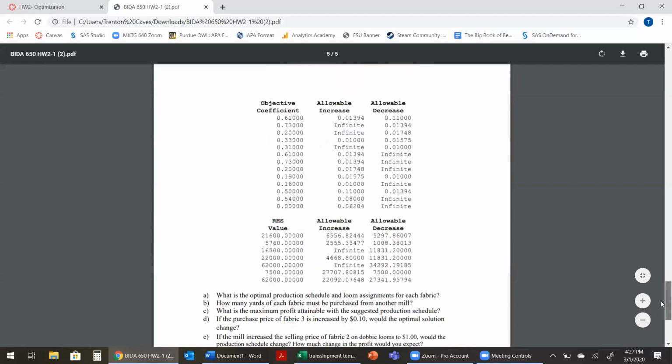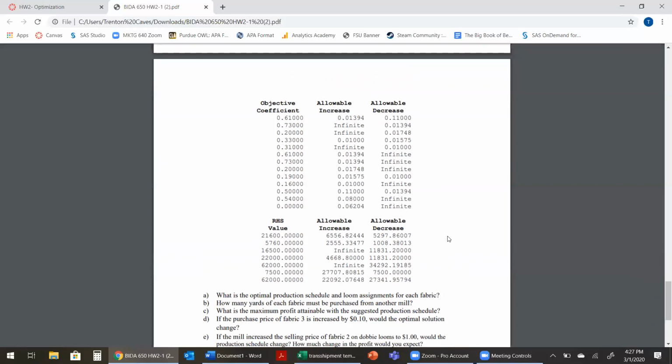So anything above your allowable increase or below your allowable decrease is going to change your profit schedule. But as long as you fall within the feasibility range, then each additional or less unit is going to adjust your profit by the dual value. Okay.